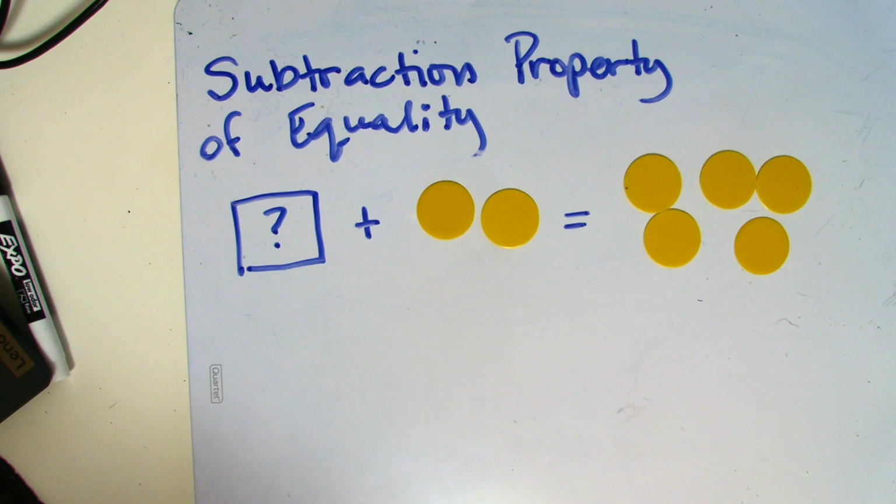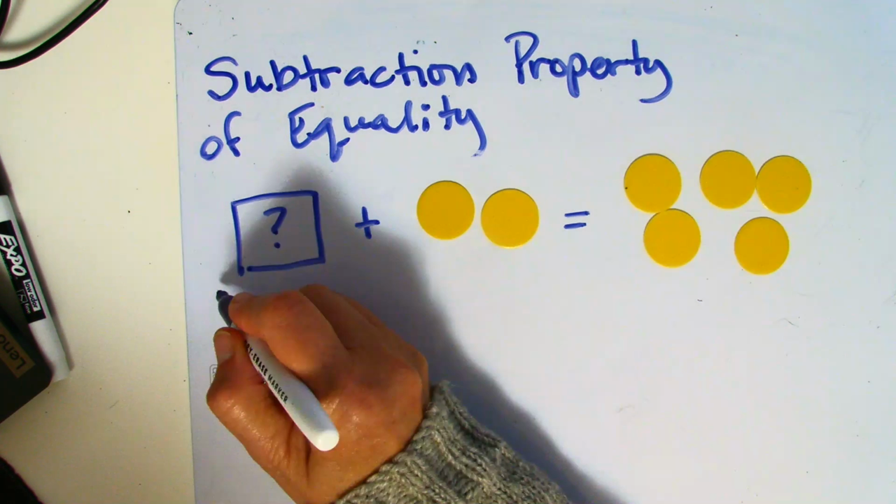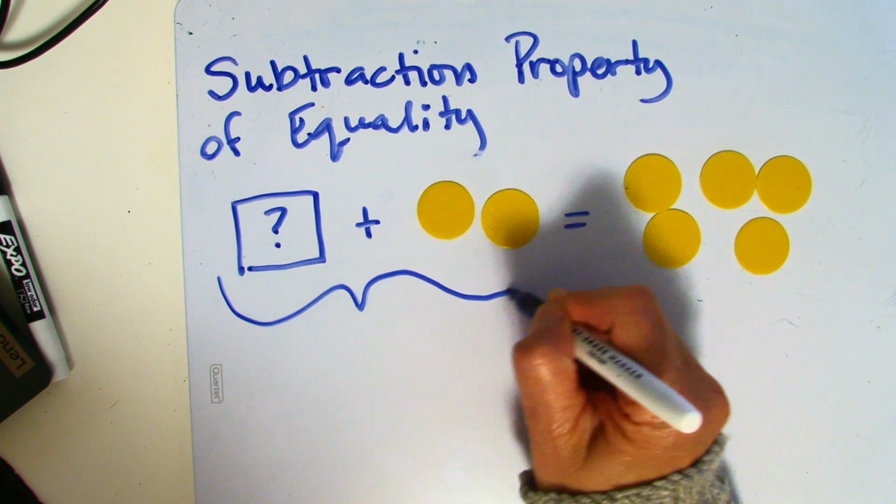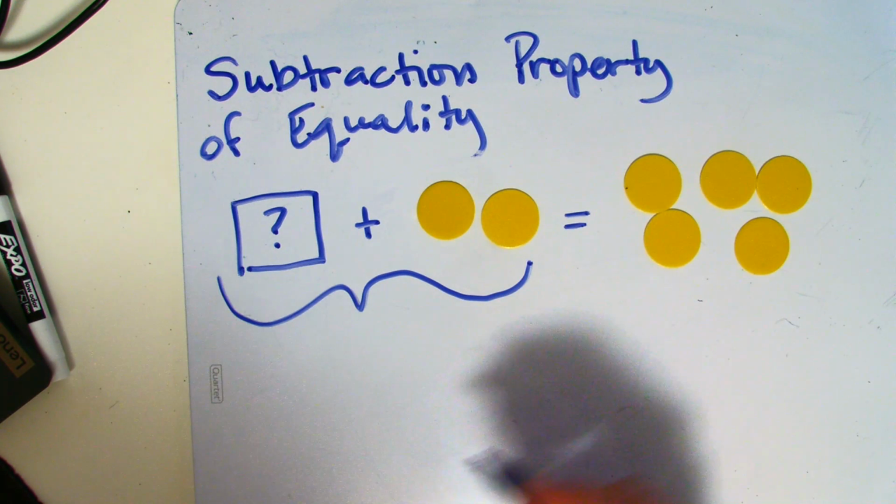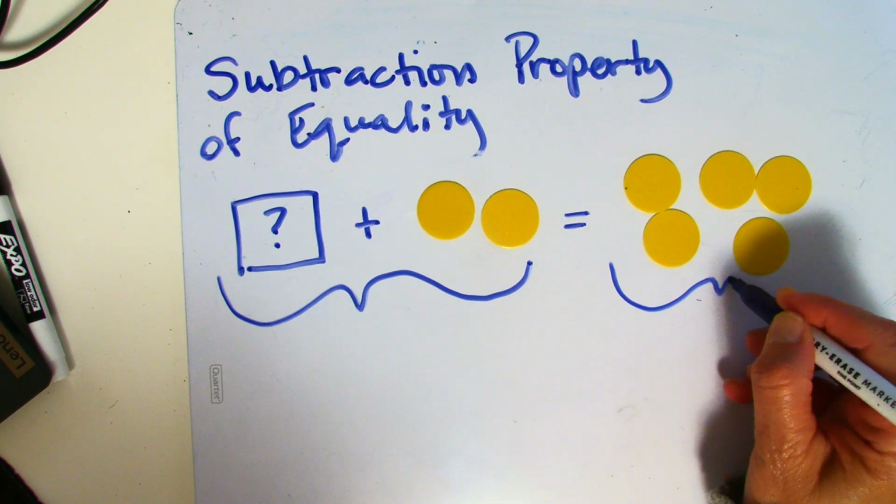Before I talk about the subtraction property of equality, let's make sure we understand that when we see the equal sign, that means that both sides of that equal sign are going to represent the same value or the same amount. So for instance, this left-hand side is going to have the same value as the right-hand side.